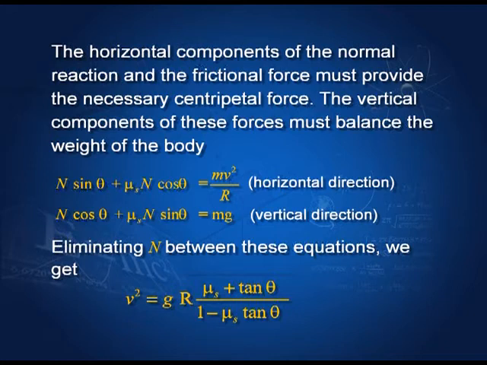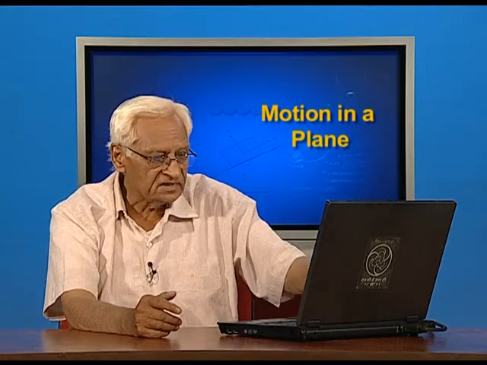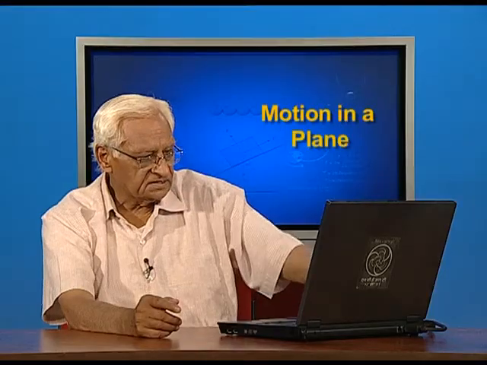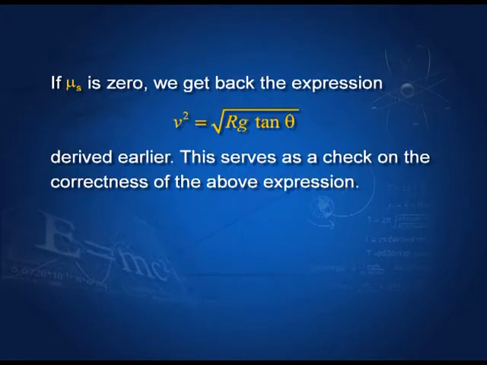This is the velocity with which the vehicle can move on the road, which is banked at an angle theta, and the tires of which provide friction coefficient mu s on that road. Let us check this expression. If there is no mu s, then we should recover the formula v squared is equal to gr tan theta, and we do that. So, therefore, we are on the correct road. If mu s is 0, we get back the expression we derived earlier. This serves as a check on the correctness of the above expression.